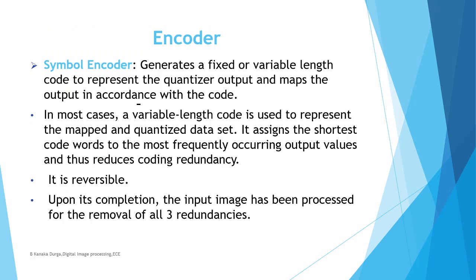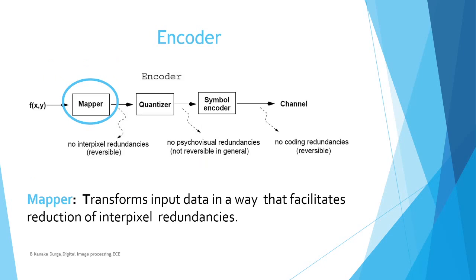Then the symbol encoder generates a fixed or variable length code to represent the quantizer output and maps the output in accordance with the code. In most cases, a variable length code is used to represent the mapped quantizer data. It assigns the shortest code words to the most frequently occurring output values and thus reduces the coding redundancy. It is reversible. Upon completion, the input image has been processed to remove all three redundancies. So observe this in the encoder section.